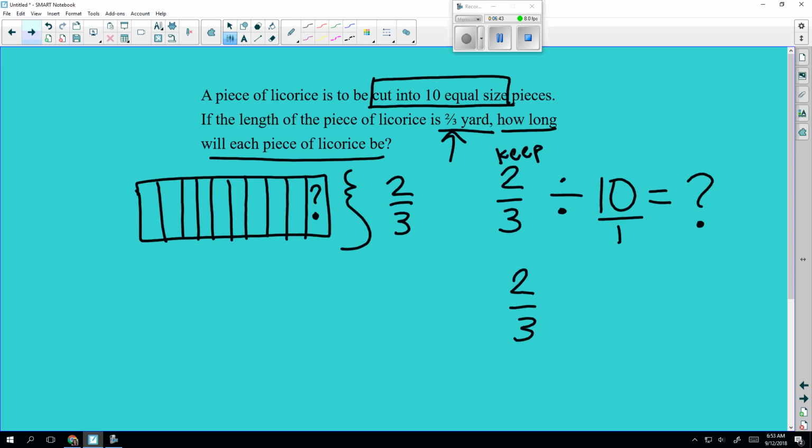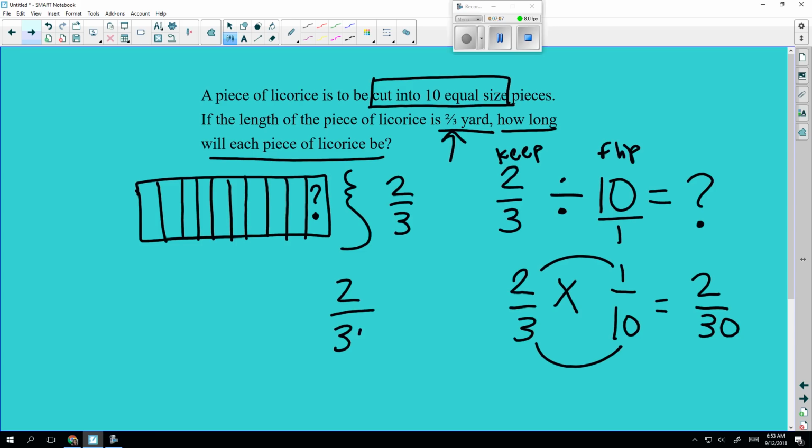Then I'm going to change my sign, and then I'm going to flip my second number. So then it becomes 1/10. Well, if I solve this, multiply my numerators, 2, multiply my denominators, 30, I get 2/30. Okay? I'm going to slide that over here because 2/30 can be simplified.